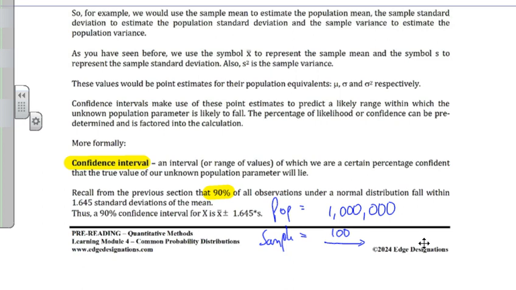Guys, I want to be a certain amount confident. What do I do? Let's say 90% confident. What do I use? I use my tables. There's what we call a normal distribution table.